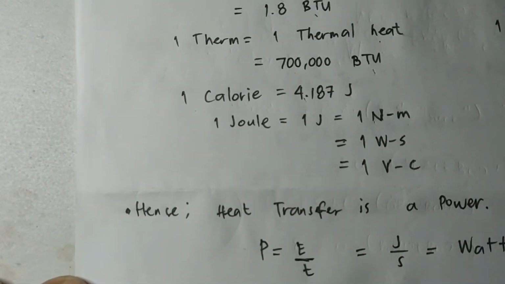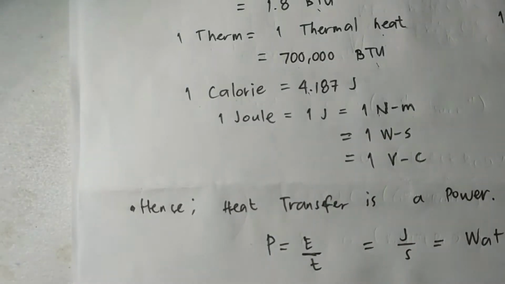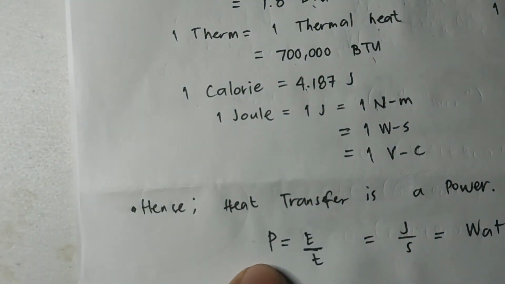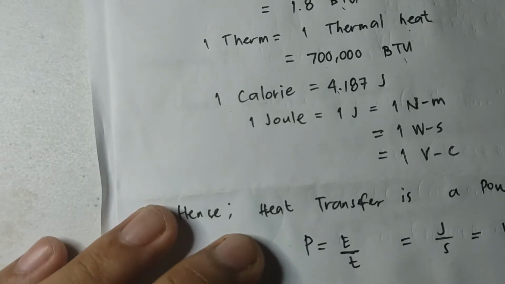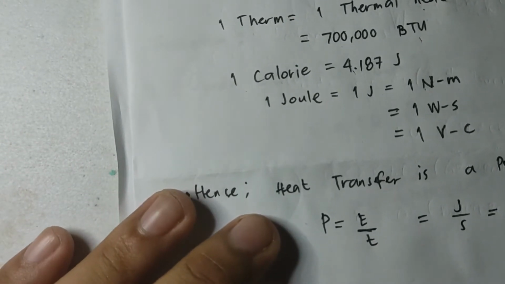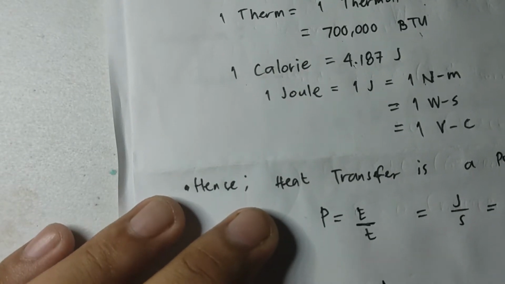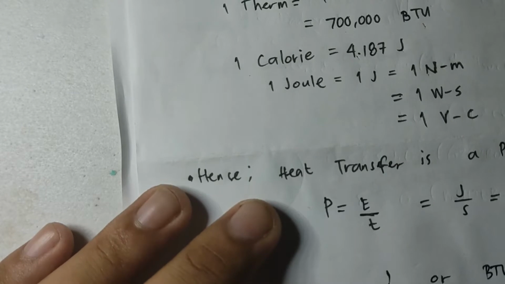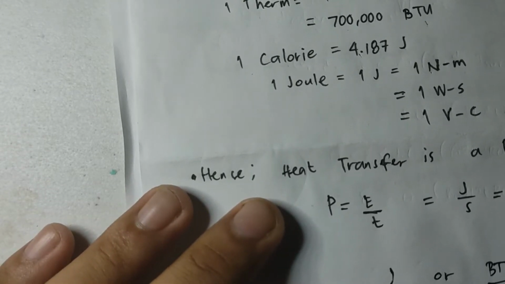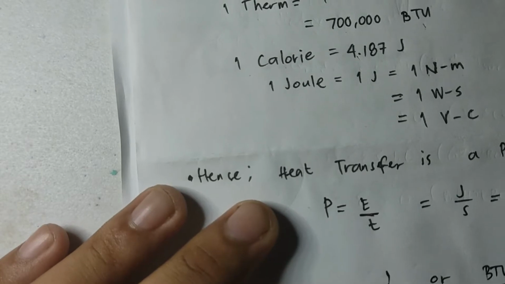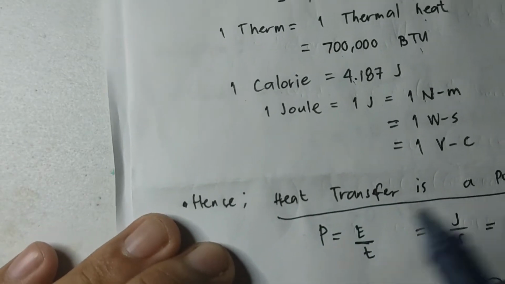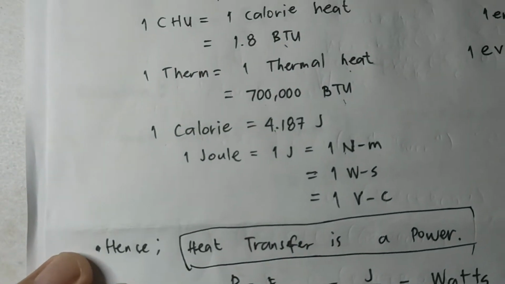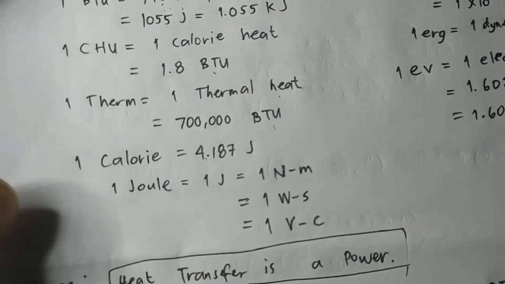Bakit? Since ang unit ng heat transfer ay watts or BTU per hour, doon siya nagmula sa power, which is energy over time. Since ang unit ng energy ay tinatawag nating joules or BTU, and kapag dinivide natin siya sa time, which is seconds or hour, magiging power na siya. So ito yung paliwanag dyan bakit ang heat transfer ay power.